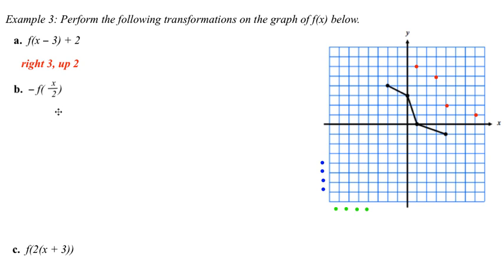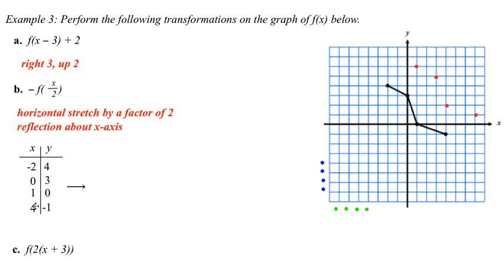So letter B says if we have a negative outside the function, and then we have a 1/2 inside the function, this is going to be a horizontal stretch by a factor of 2. That's the 1/2 part. And then it's going to be a reflection about the x-axis because it's outside the function. So what you would do for this one is pick some values. So these are the original values for these 4 points.